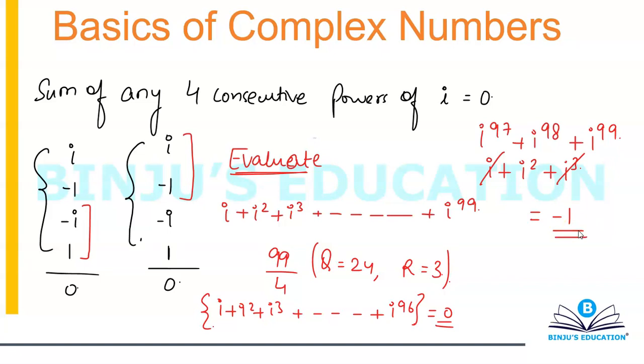This is another type of question that they can ask you. This is another thing which you need to remember. First thing is the cyclicity, that after every fourth power the values are going to repeat themselves, and the second thing is that for any 4 consecutive powers the sum is equal to 0. Remember these two things.